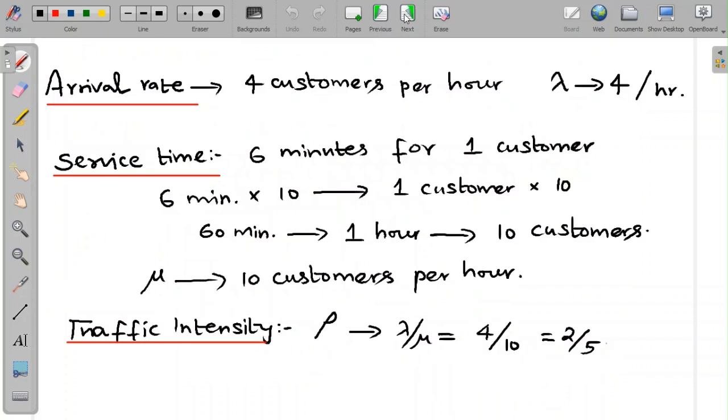So the arrival rate is 4 customers an hour. So that clears the value of lambda. Lambda is 4 per hour. The service time it takes is 6 minutes for one customer. So multiplying both sides by 10, we say that 10 customers can be served in 60 minutes, or 10 customers can be served in an hour. So mu is at 10, lambda is at 4. The traffic intensity is lambda by mu, which is the ratio of 4 to 10, at 2 by 5.